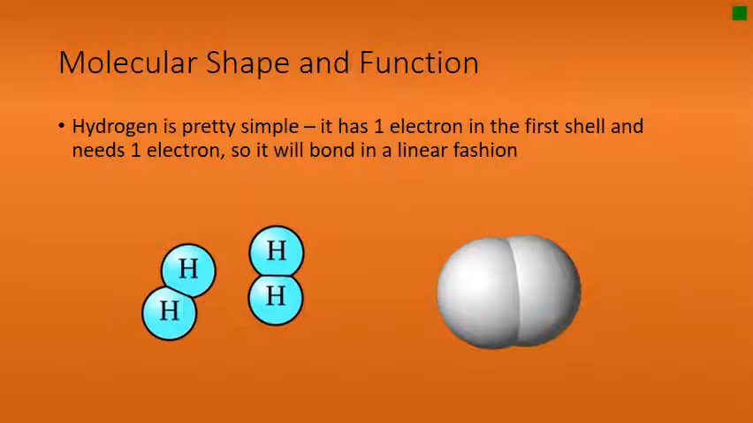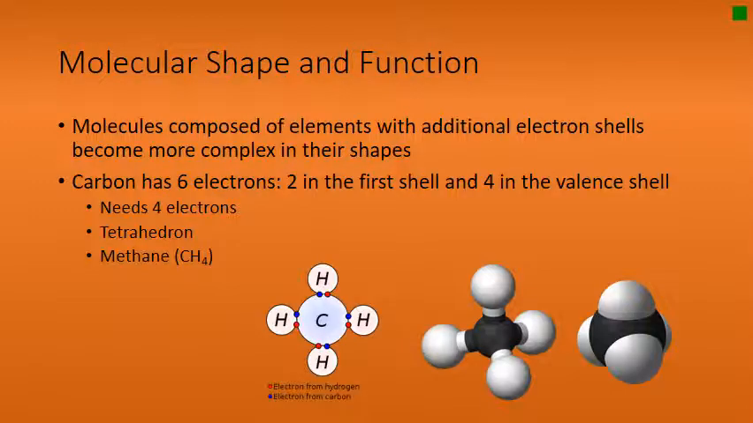So here's just a few quick examples. Hydrogen gas is very simple. Each hydrogen is in period 1. It comes with 1 valence electron. All they do is share each electron, a single bond. The molecule is linear in shape.